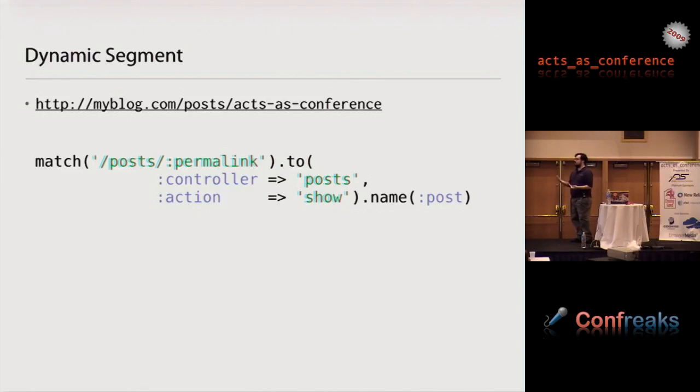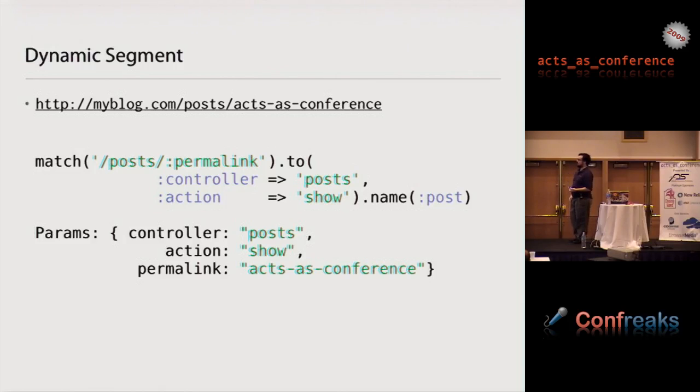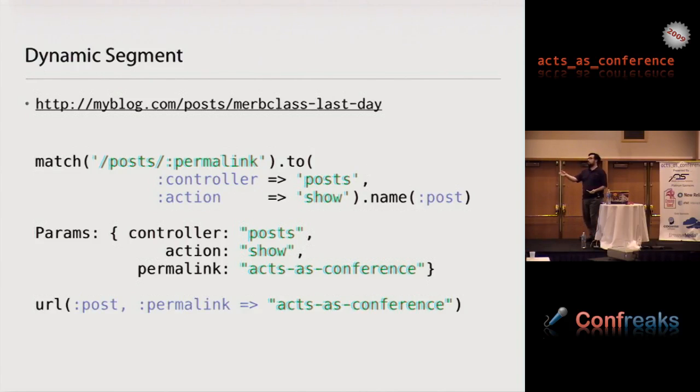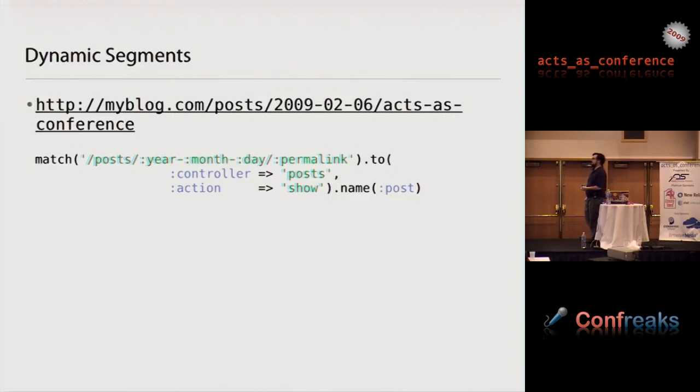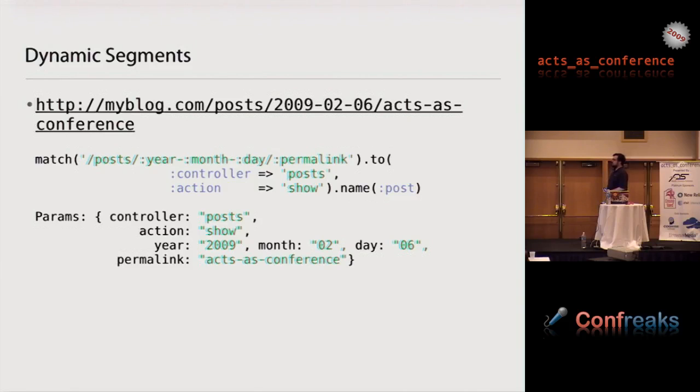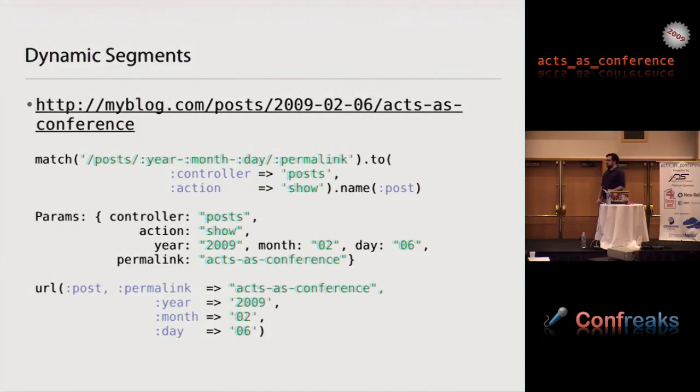Another thing that's added is dynamic segments. This is also supported in Rails, so match /post/:permalink, and it will automatically add it as a dynamic segment. And if you go to /post/access conference, controller is post, action is show, and then permalink, which is the dynamic segment, access conference, generated with URL :post, permalink => access conference. So not any different really than the Rails DSL. You can also have multiple dynamic segments. Basically it works also like the Rails DSL and is generated pretty much the same.